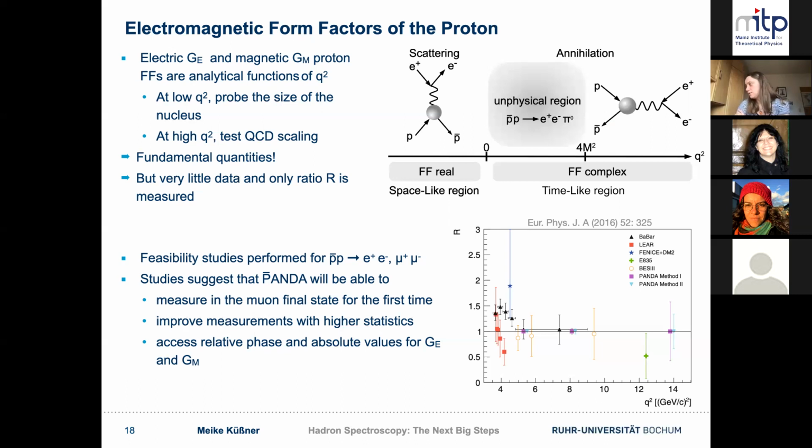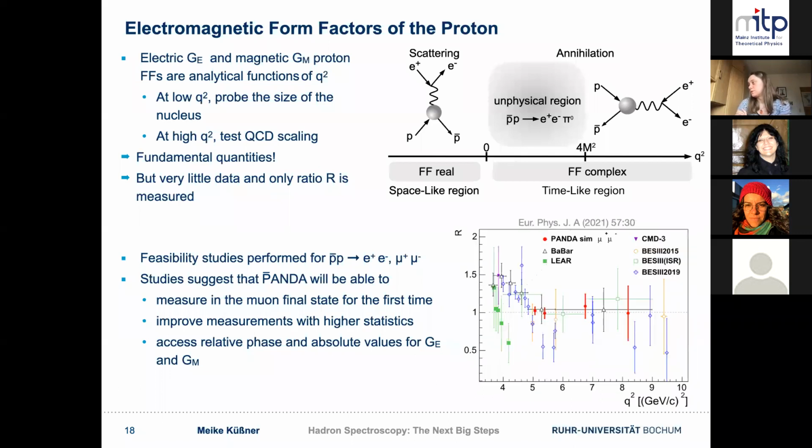And here you see in this plot, these purple and bluish markers are the data PANDA can contribute. And you see also that there will be measurements at very high Q squared, which were probably not possible before. And this is the result for the muonic final state. And also there, PANDA can contribute with rather small errors.